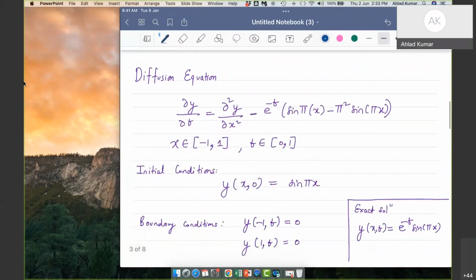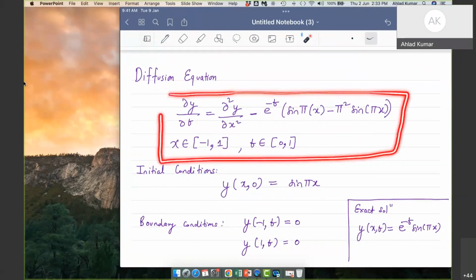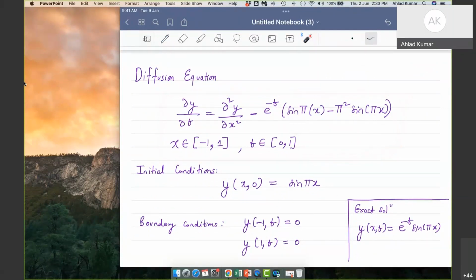So let us see one small example based on what we have discussed, so that you will get a clear picture of how to formulate the problem using neural networks. Here I have taken one diffusion equation, which is given over here. And here you also have the range which is allowed. So x is ranging from -1 to 1, and t is from 0 to 1.